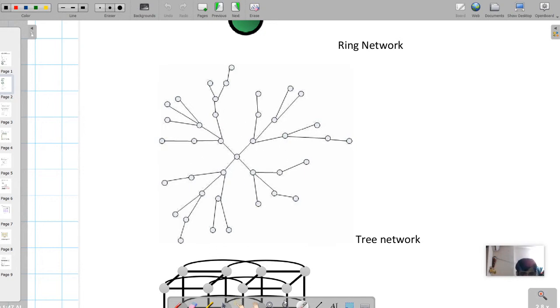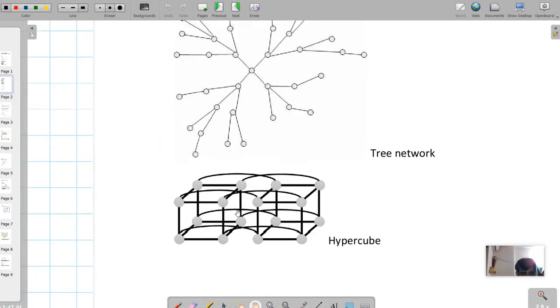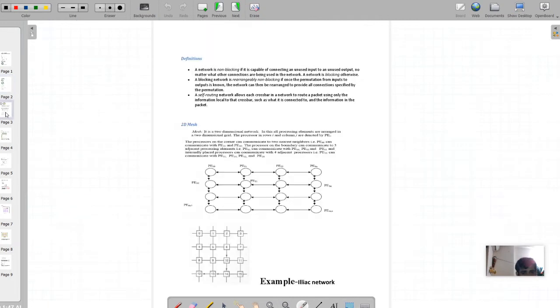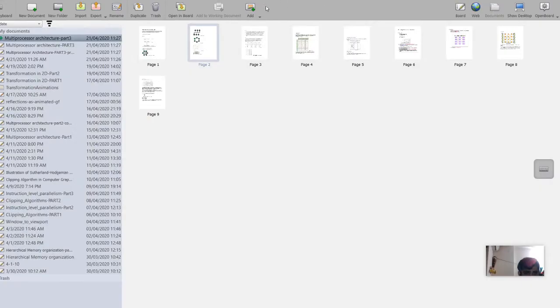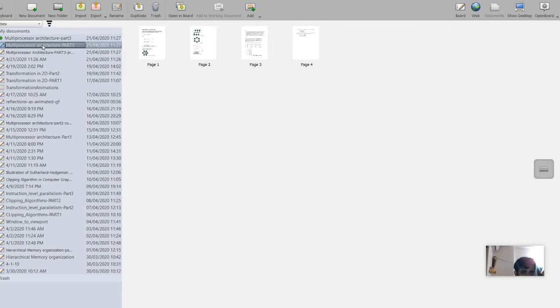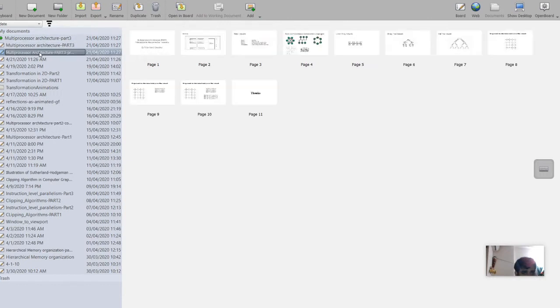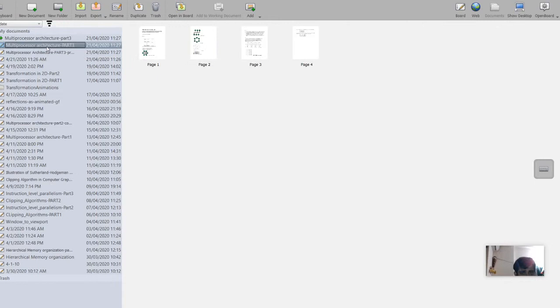Okay, so you can implement your interconnection network using a tree-like structure. Then this is a hypercube structure. You can see that in this implementation the processors are fabricated in a three-dimensional way. Okay, fine. So this was a brief overview of different kinds of topologies following which you can fabricate your multiprocessor interconnection network.